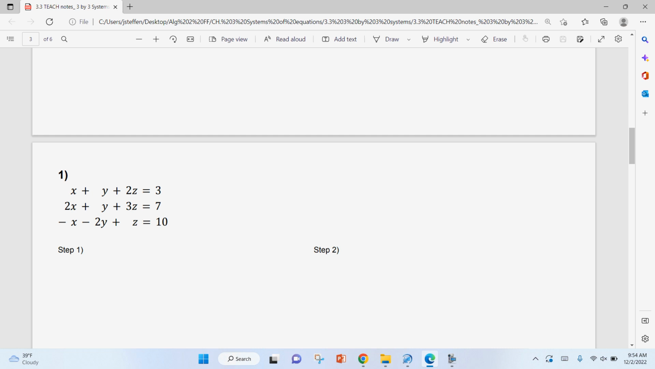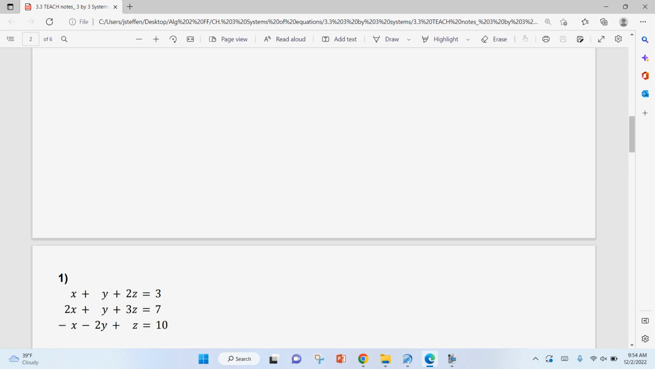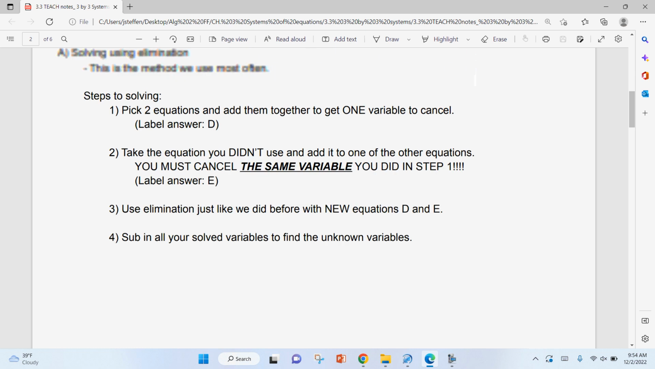However, if I gave you 10 equations that had 10 variables, since it's the same number of variables as equations, technically you could solve that. It would just be a nightmare. You use your calculator with something called a matrix, and we're not going to get into that.